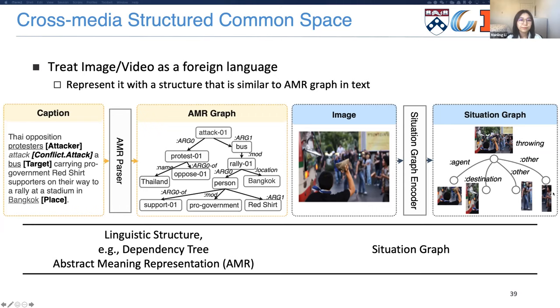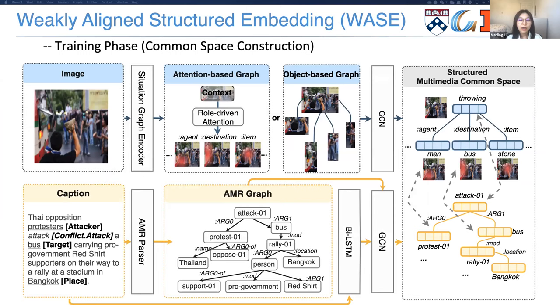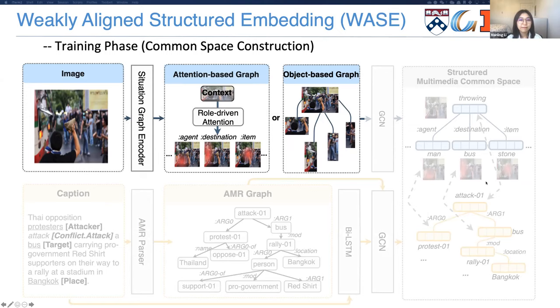Once we have these two graphs from text and image, and these two graphs are carrying similar semantics, we develop a joint training framework to encode them into the same common space. In this common space, the nodes with similar semantics should be close to each other. For example, the ring from the image and attack from the text should be close to each other because they are referring to the same event. Since we use a publicly available AMR parser to generate the AMR graph from text, the main question for us will be how to generate the situation graph and how to build the common space.